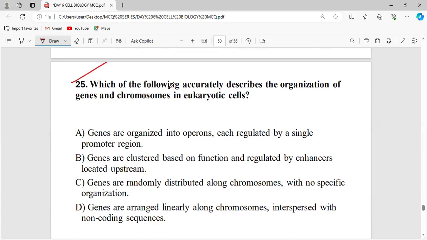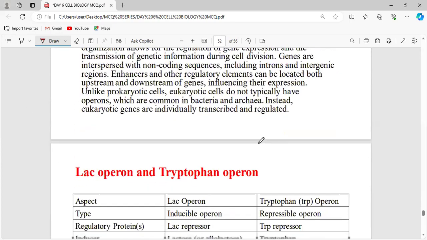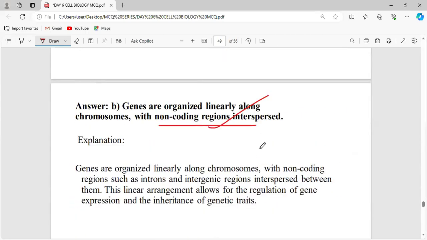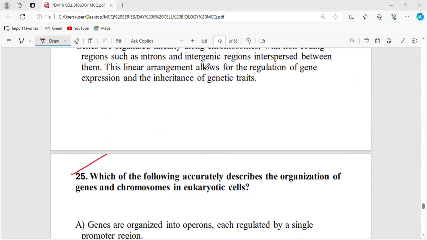Finally, which of the following, okay, the same question. Okay, fine. That's all for today. For tomorrow, what is the topic? Cell division. Cell division is the topic you have to read for tomorrow and tomorrow's test.